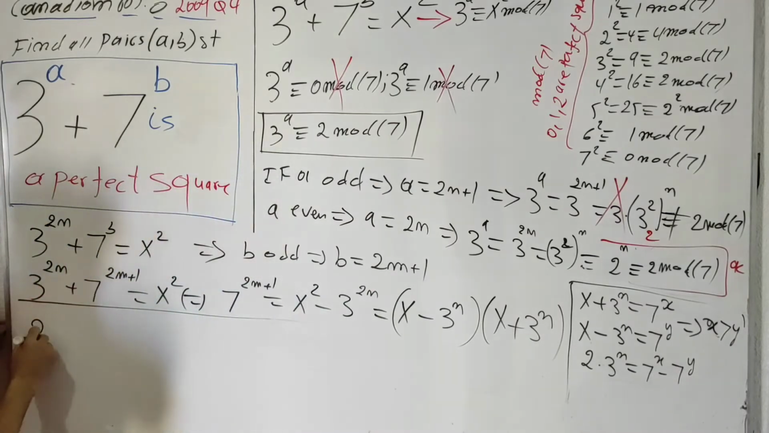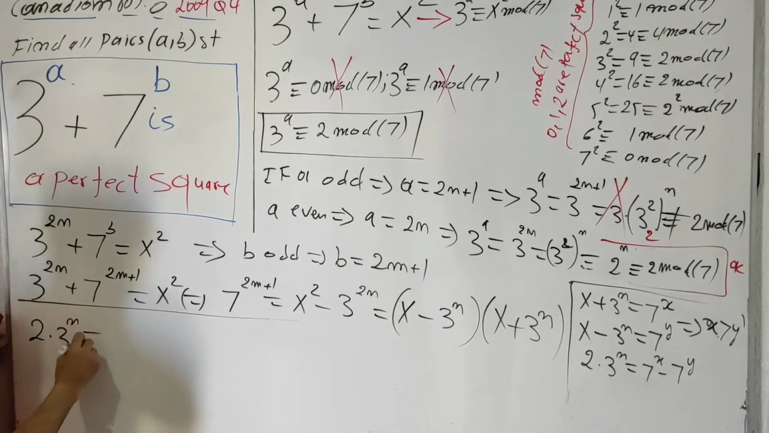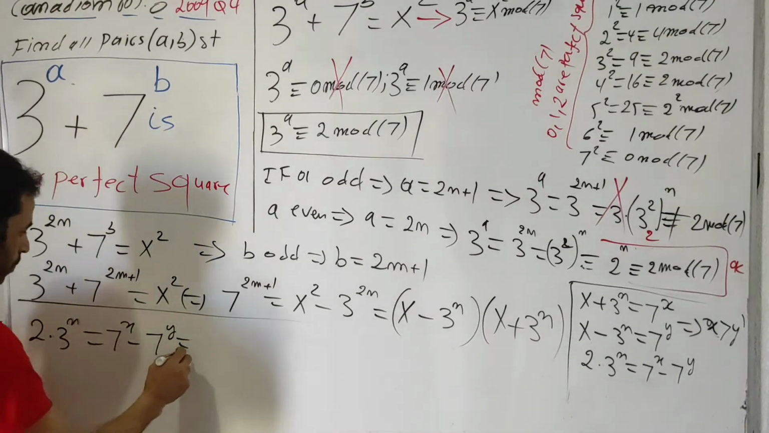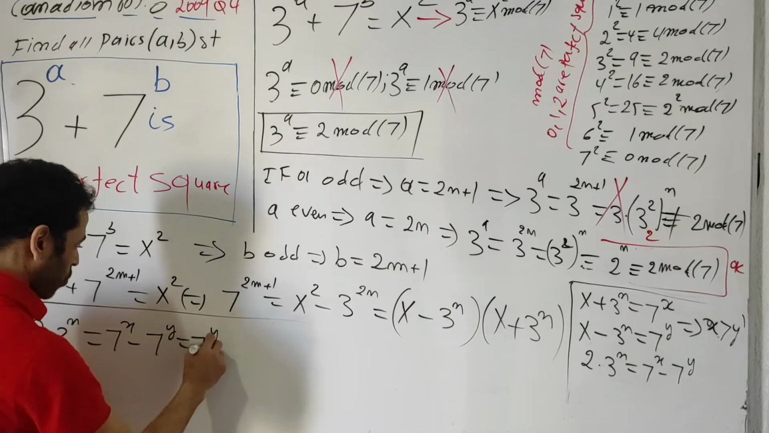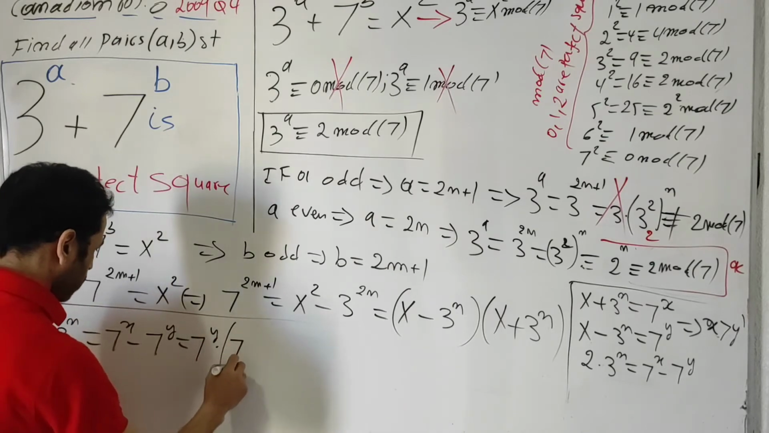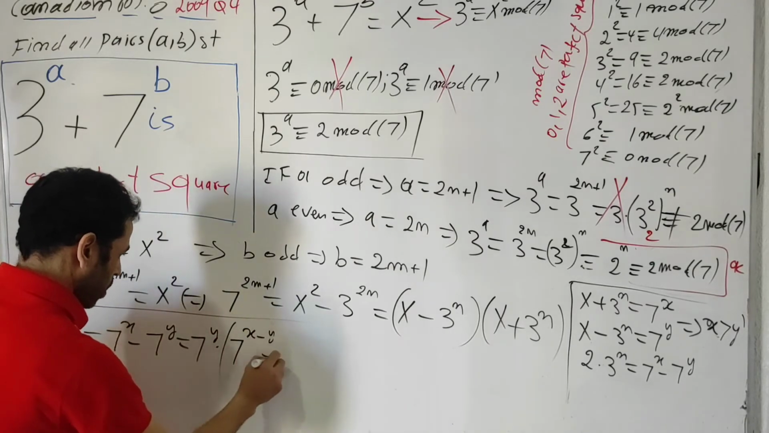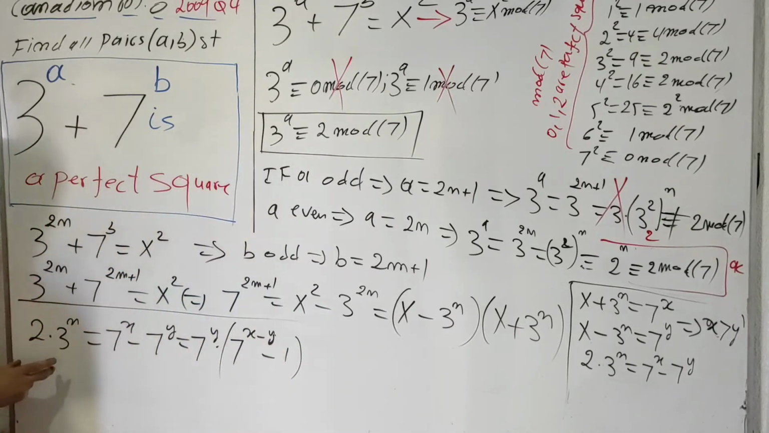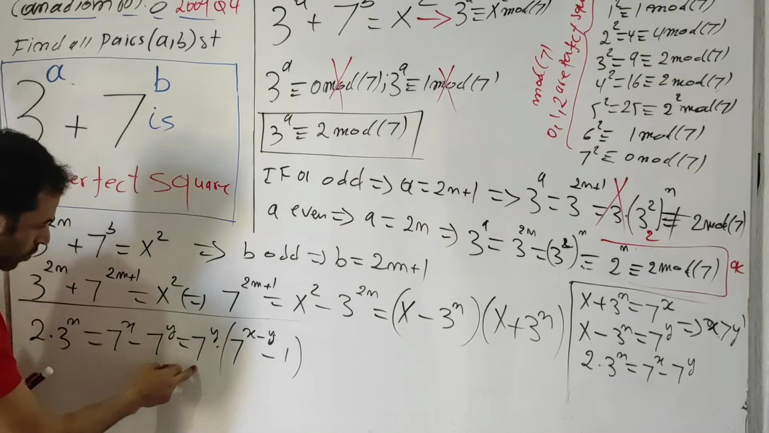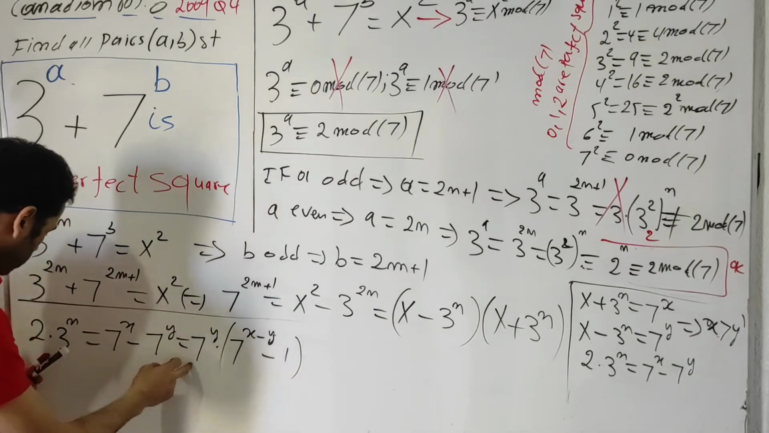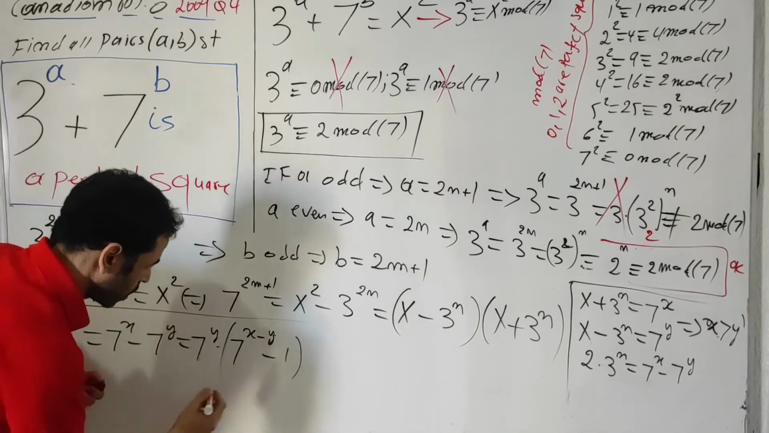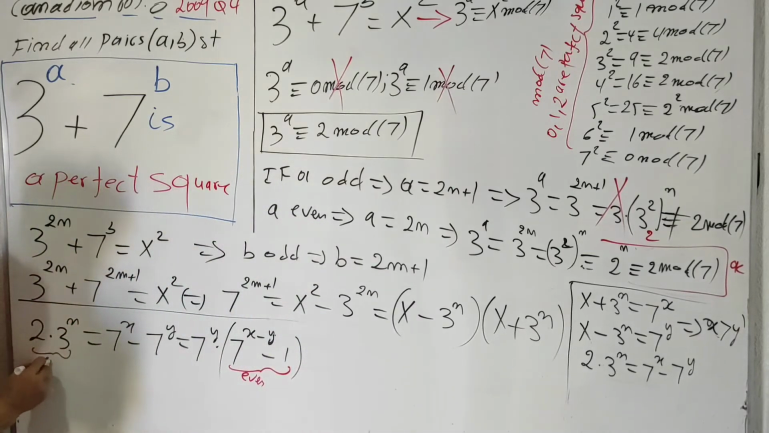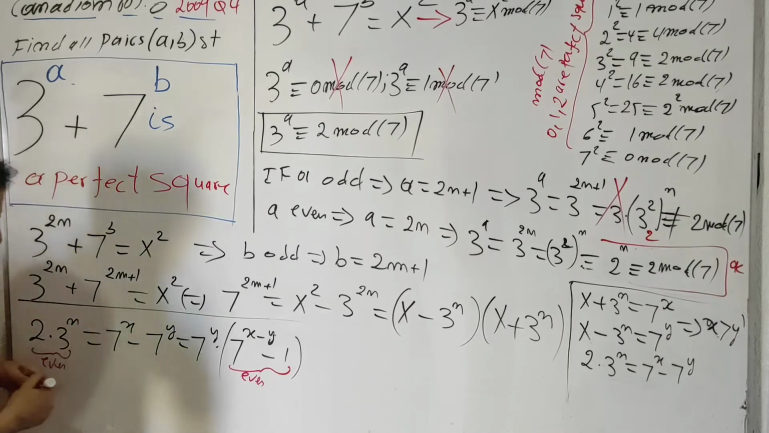I will have 2 multiplied by 3 to the n equals 7 to the x minus 7 to the y. As I did before, I'm going to take 7 to the y as a common factor. I will have 7 to the x minus y minus 1. Since this term is even and this term is even, 7 to the y is odd.